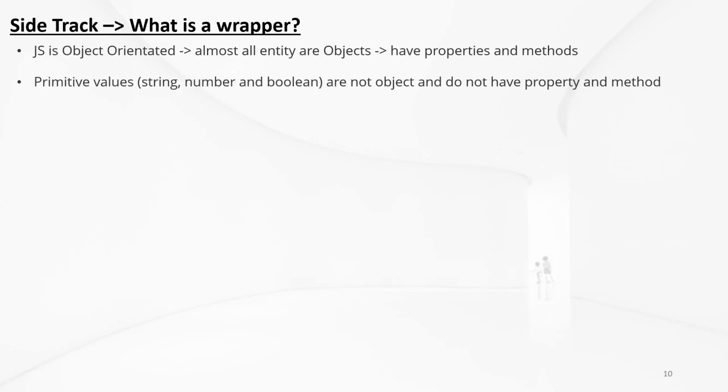Note that I use the word almost. There are things that are not an object, such as primitive values. In JavaScript, there are 3 types of primitive values: string, number, and boolean. These primitive values are not objects, so they do not have their own properties and methods.